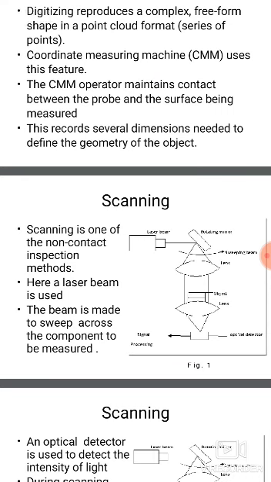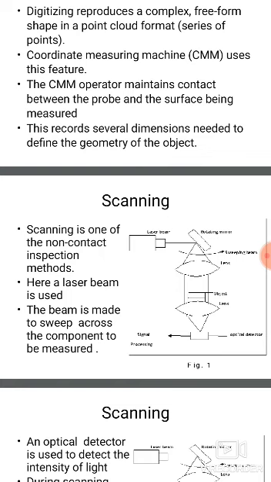Next, scanning. What is scanning? Scanning is one of the non-contact inspection methods. Here a laser beam is used. The beam is made to sweep across the components to be measured. By naked eye we won't see directly. Scan means like the objects which we can scan by our eyes, but here we won't use our naked eyes. A machine like a laser beam is used to measure or scan these things. So scanning is one of the non-contacting inspection methods.